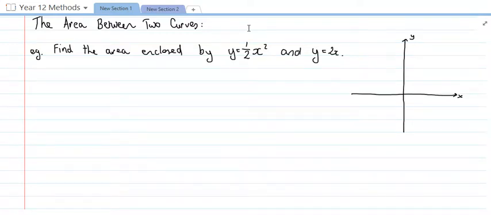Hi everyone and welcome to the video on the area between two curves. This is really an application of finding the area under a curve, so please make sure that you check out those videos first and that you've completed the related exercises.